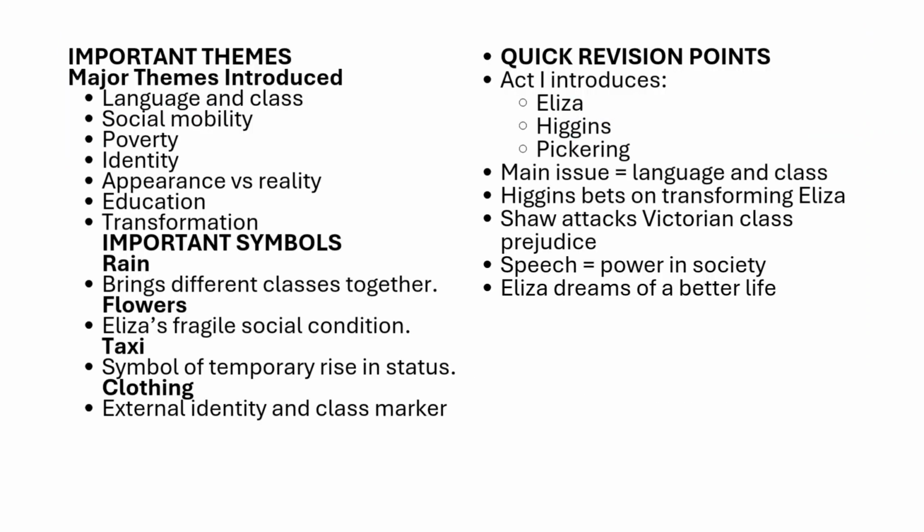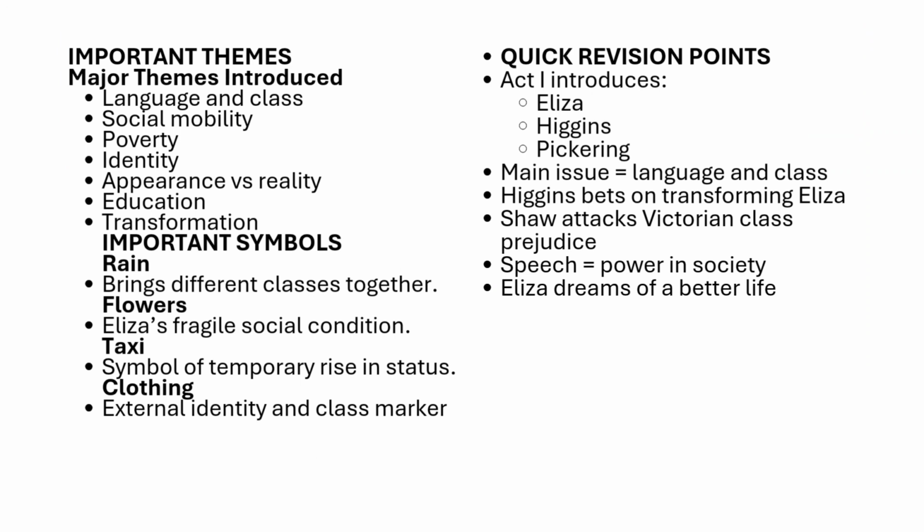Act 1 introduces many of the major themes that will develop throughout the rest of the play. The first major theme is language and class. Shaw shows that society judges people largely by the way they speak. A person's accent can determine how others perceive their intelligence, education, and social position.